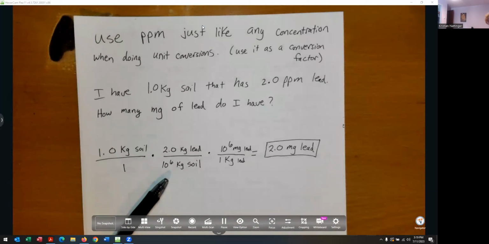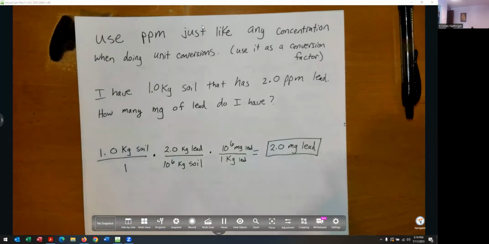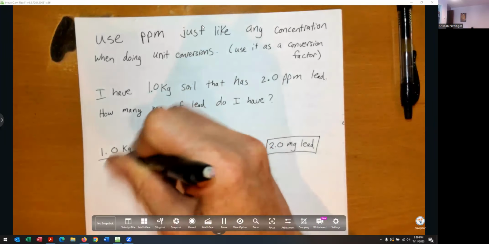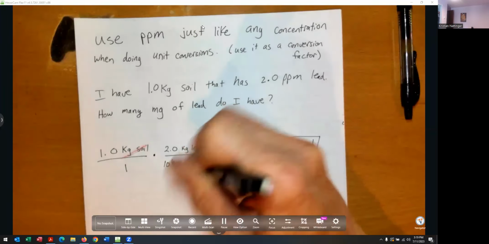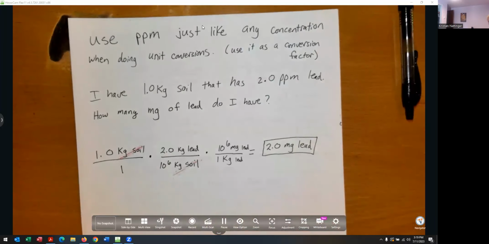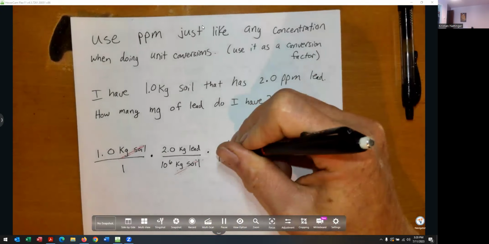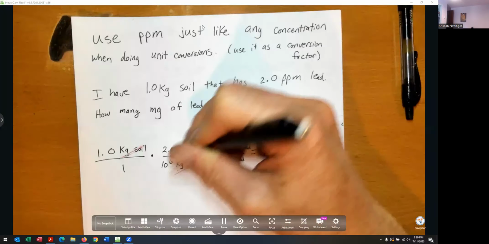And then you're going to multiply that to convert kilograms of lead, which is what you have here. I suppose I should cross my units off, right? So kilograms of soil cancels here. And I'm left with kilograms of lead, right? And so I'm going to multiply by a conversion factor to turn milligrams to kilograms. And this is why metric works so nicely with science, is kilograms of lead cancels.